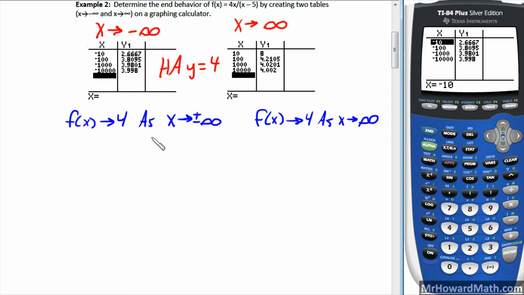So in a college level math class, you will start using limits to do this, but this is called infinity notation, and we'll stick with this currently.